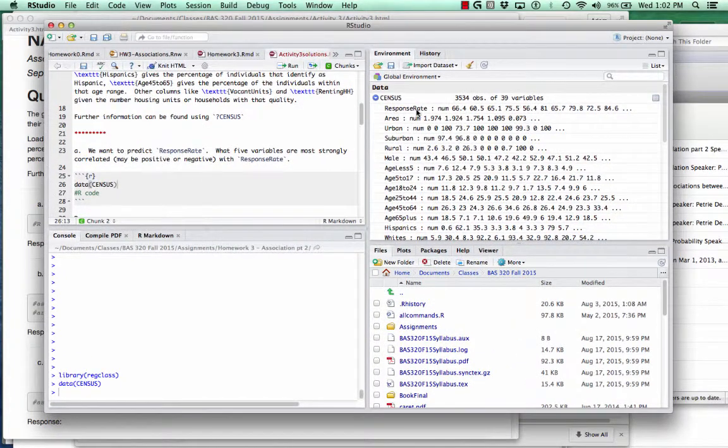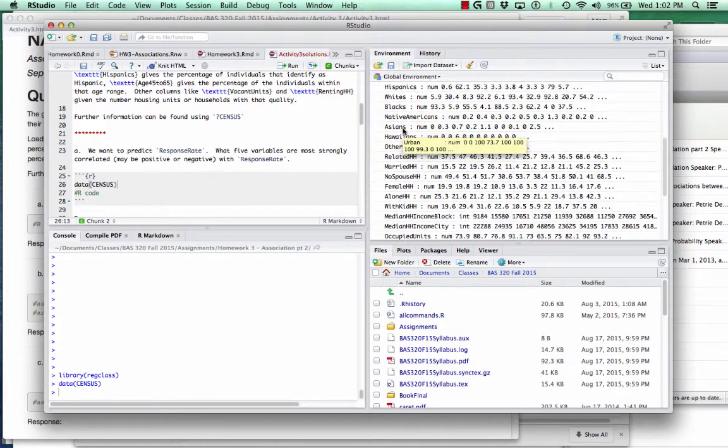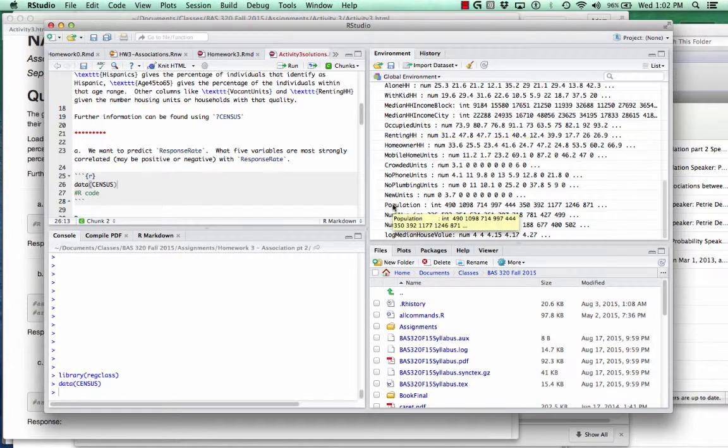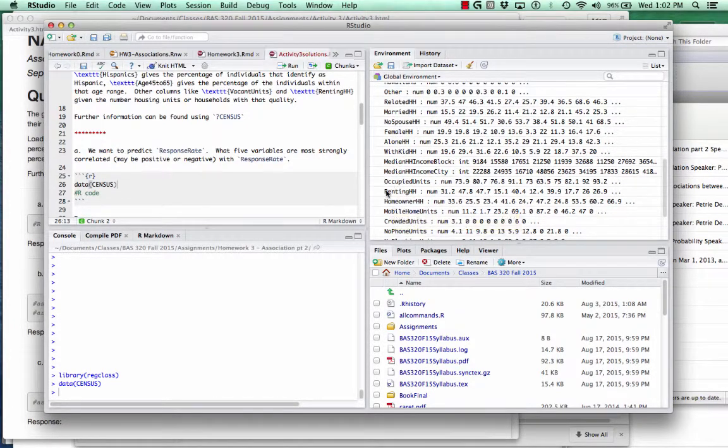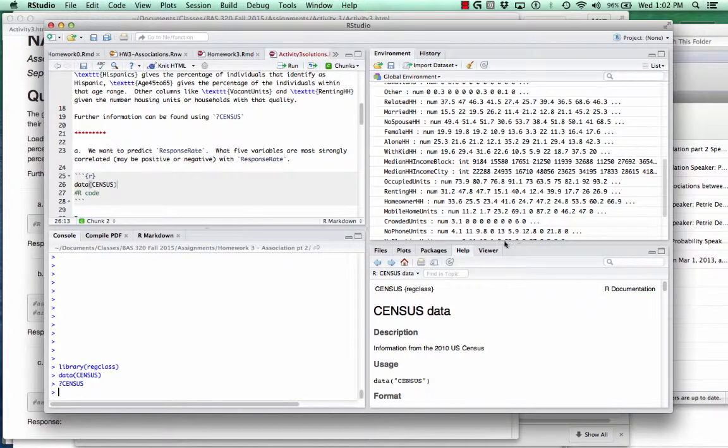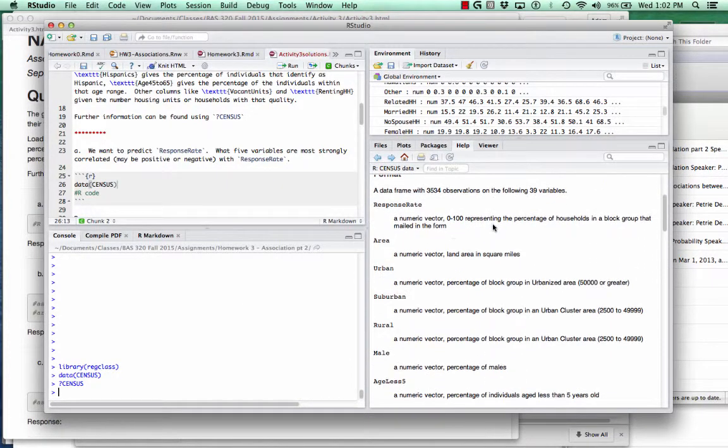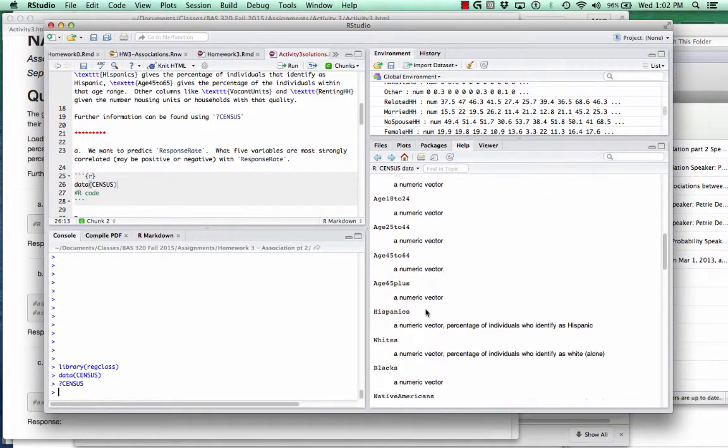Well, response rate is the fraction of households in the census block that actually did mail back their surveys. And we have a bunch of other characteristics of the census blocks here. So if you'd like to know more details about what these columns mean, you can always do a question mark and the name of the command or the name of a data set that's built into R or a package. And you can read about exactly what all of these columns are referring to.